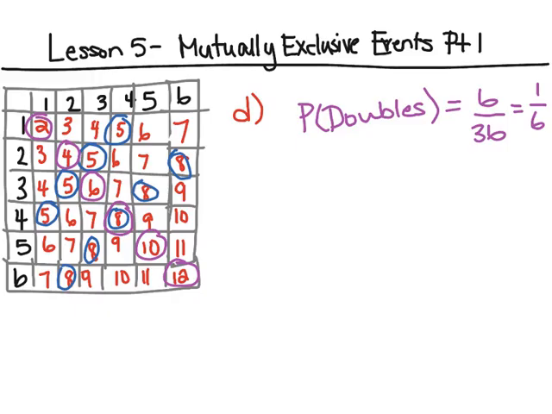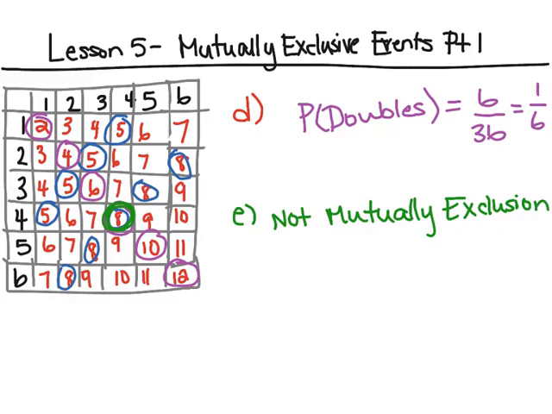Part E, would the probability of rolling doubles or the sum of 5 and 8 be mutually exclusive? Because right here we have an overlap, you can roll a sum of 8 and it's also a double. This is not mutually exclusive. And if you were to think of it as a Venn diagram, there would be an overlap area. So that means it's not mutually exclusive.